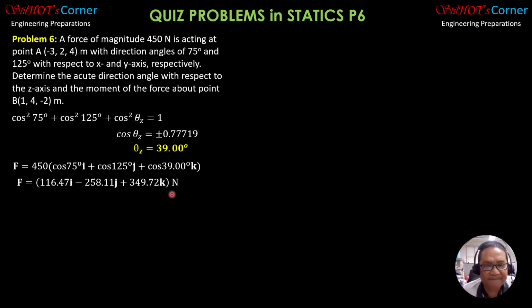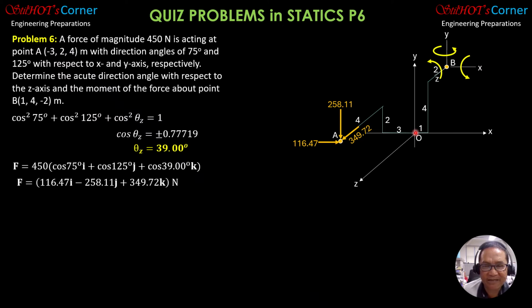So let's show it in an illustration here so that I can present two solutions. One is by the scalar approach, and let's check it with the vector approach. This is point A, which is at negative 3, positive 2, 4, and B is positive 1, positive 4, negative 2. These are the components of the force: positive 116.47, negative 258.11, and positive 349.72.